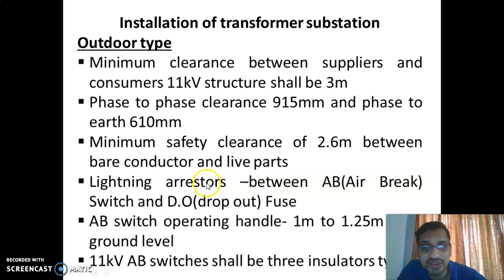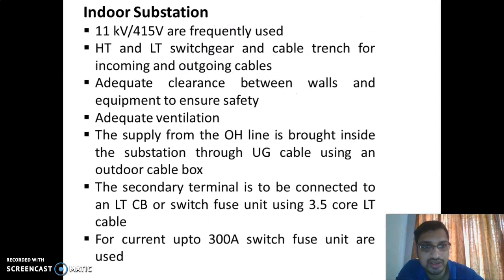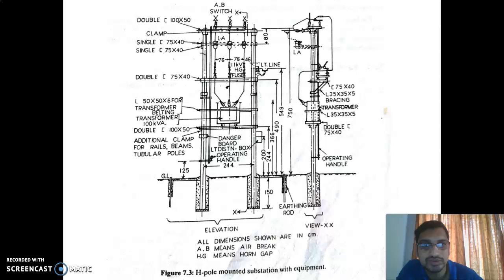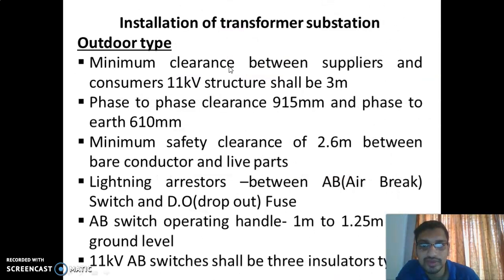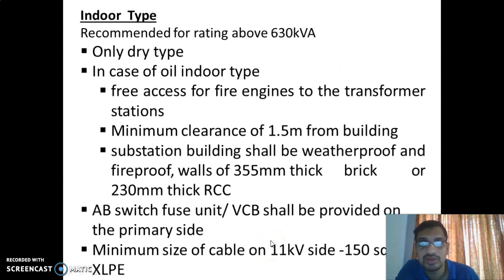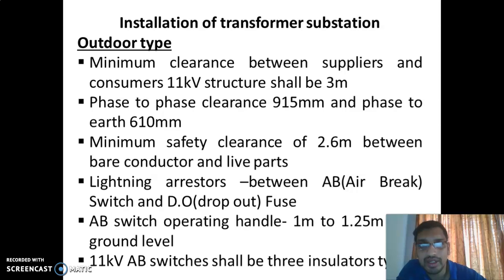The lightning arrestor is installed between the air brake switch and the dropout switch. We can see in the figure of the H-pole mounted structure that the lightning arrestor is installed between the air brake switch and the HG fuse. Now the AB operating handle is located 1.25 meters from the ground level. So these are the main design considerations of an outdoor substation.